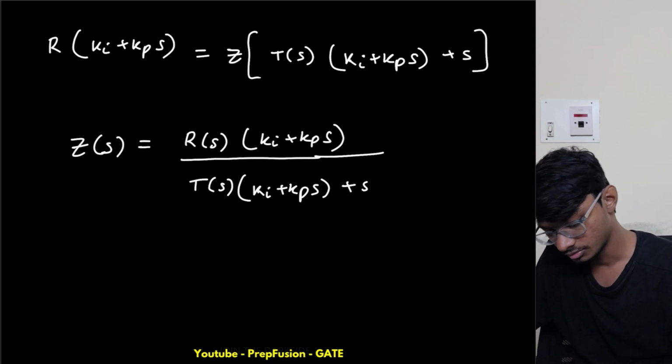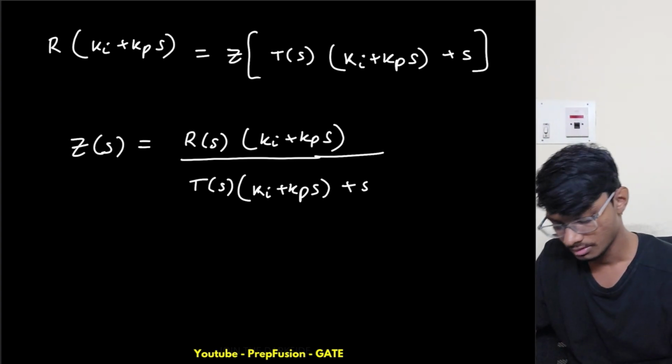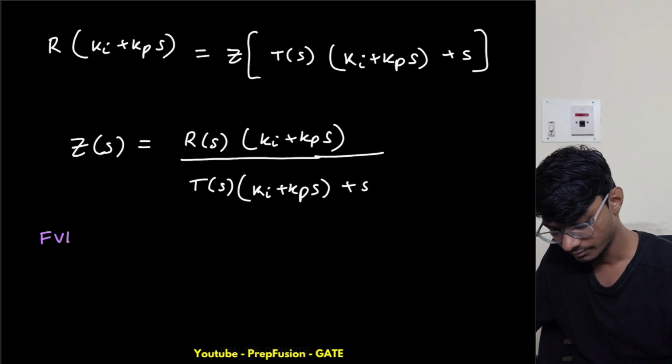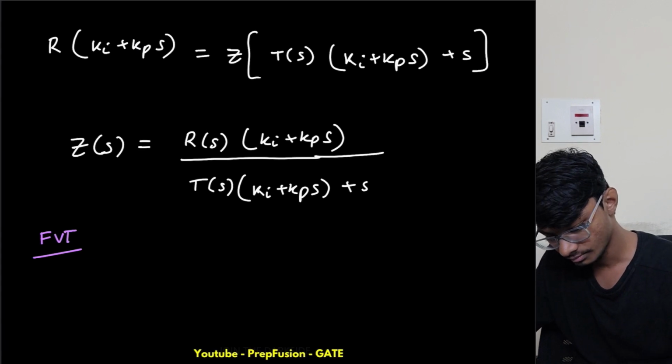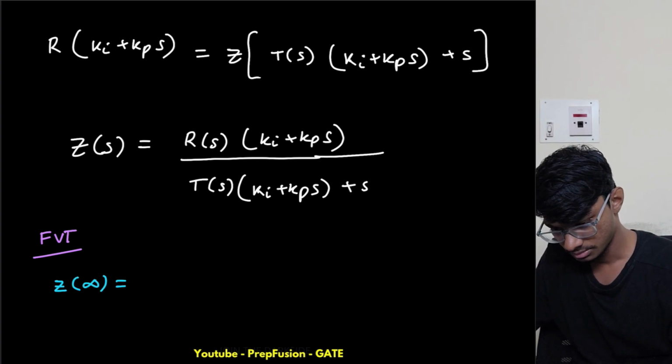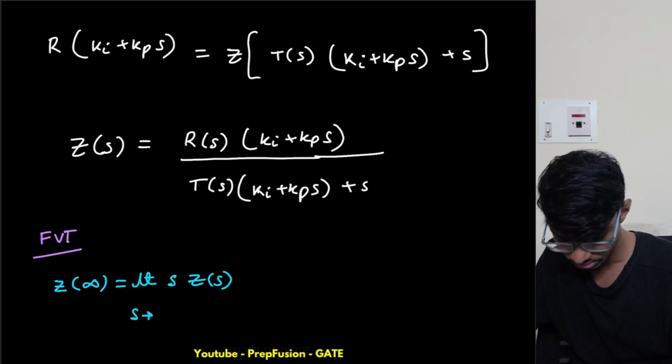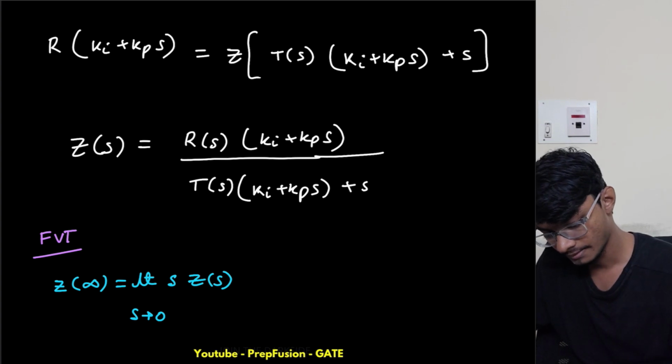So now I will use the final value theorem. Okay, my Z of infinity, final value theorem basically. Let me write this in a different pen. Z of infinity is basically equal to the limit as s tends to 0 of s times Z of s. So this is my final value theorem.